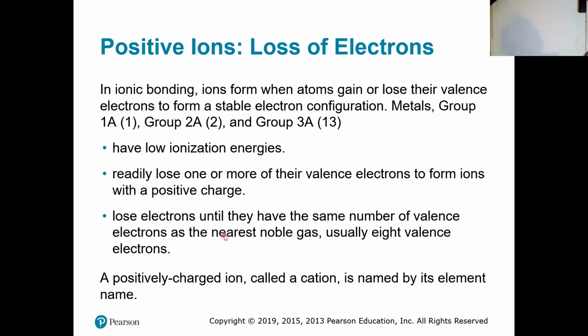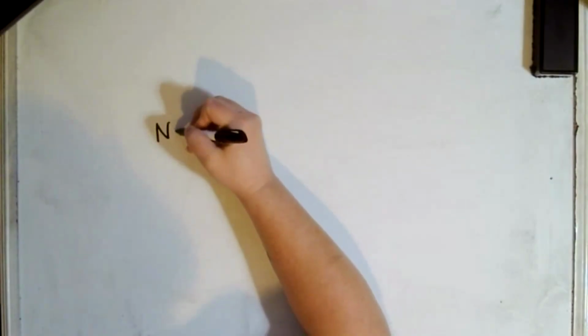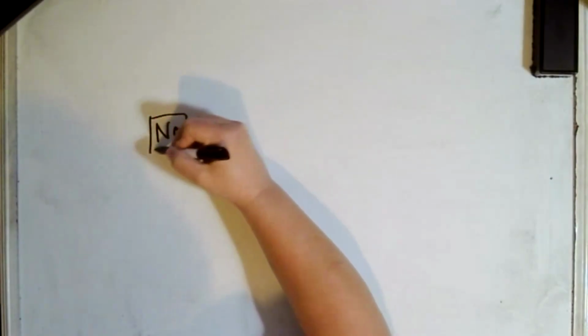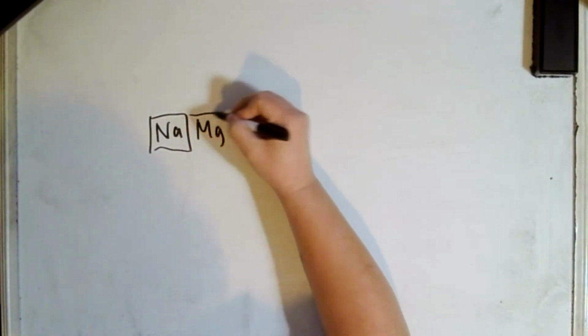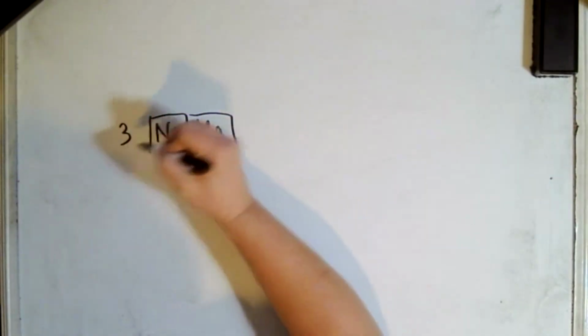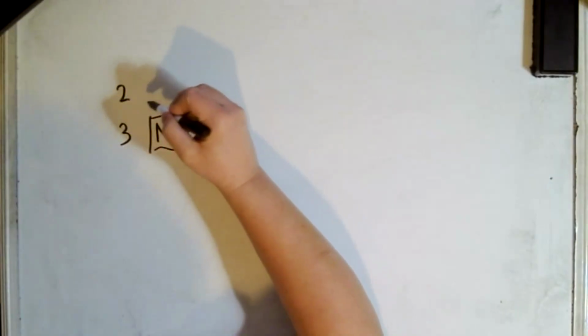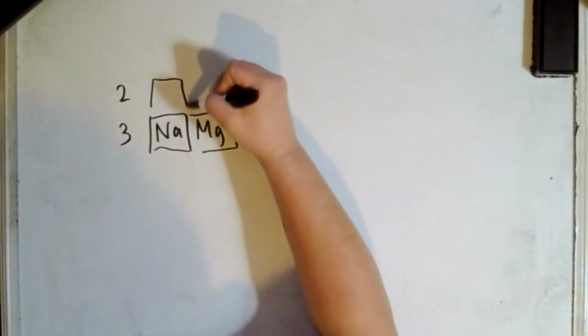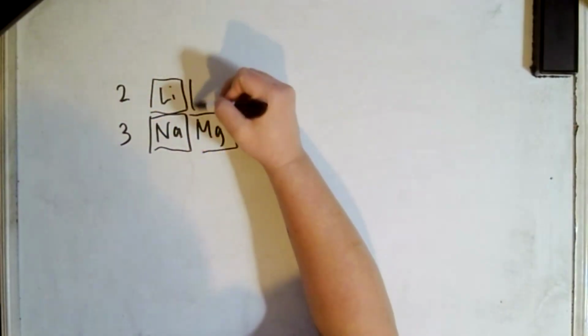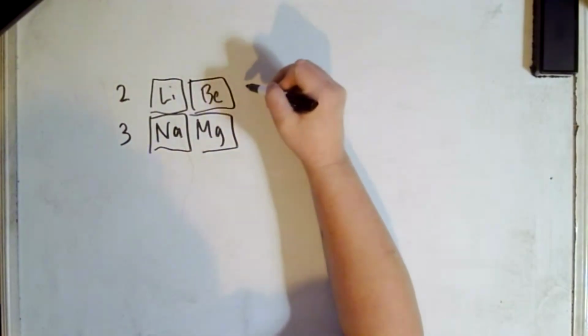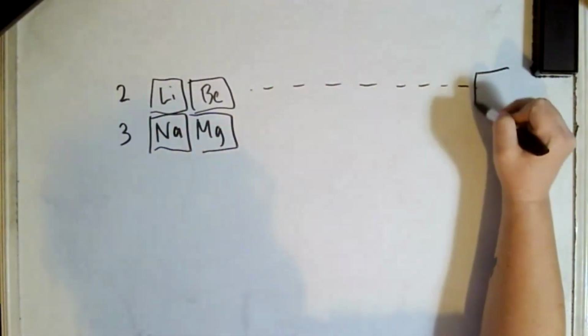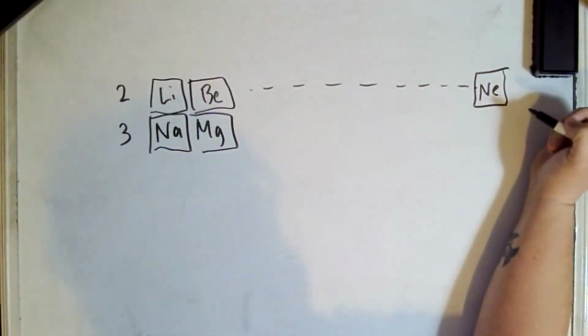If we look at our periodic table, we'll do like a little sketch here. It's not going to be perfect. And if you look at your actual periodic table while I'm drawing this out, it'll make a little bit more sense. Let's say that we have sodium and we have magnesium over here. This is our third row of our periodic table. In our second row of our periodic table, we're going to have lithium and beryllium. And then over here, all the way on the other side, we're going to have neon.